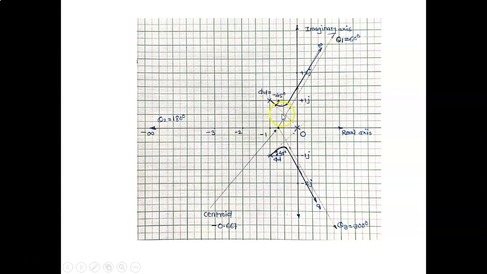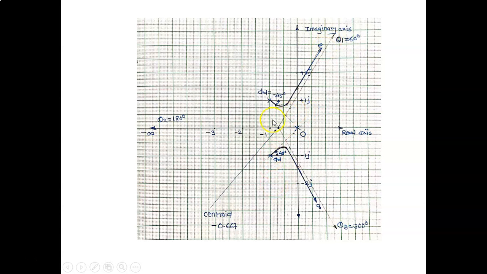Now from this point draw the three angles. Theta 1 is equal to 60 degree and theta 2 is equal to 180 degree. Theta 3 is equal to minus 300 degree. Now there exist three branches. Therefore first branch will draw from first pole like this. First branch is 0 to minus infinity. Always remember, 0 to minus infinity is the first branch.